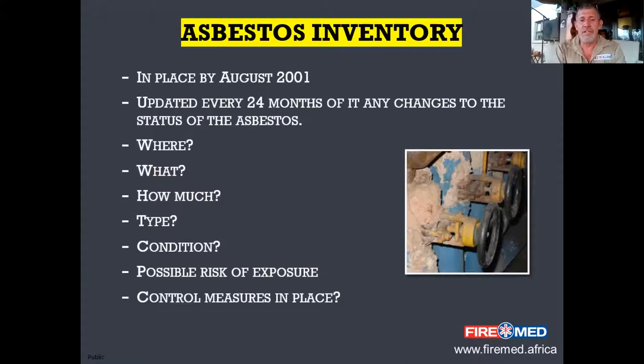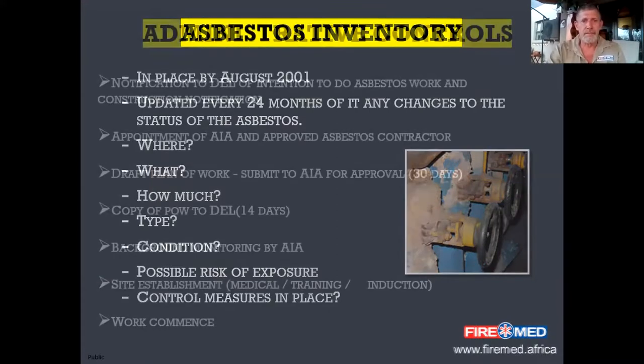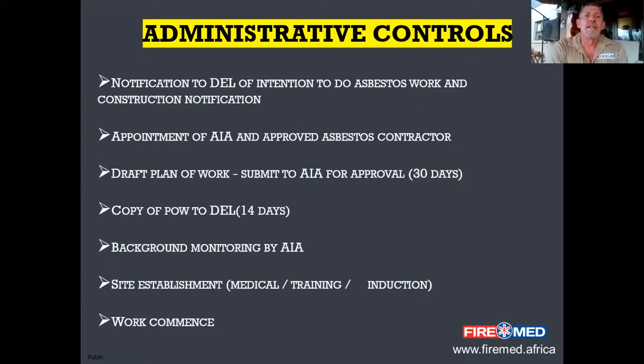very high concentrations of asbestos. And then of course you had to inform them what the possibility of the risk exposure was and what control measures you were going to put in place. The notification to the Department of Employment and Labor of the intention to do asbestos work and construction notification.